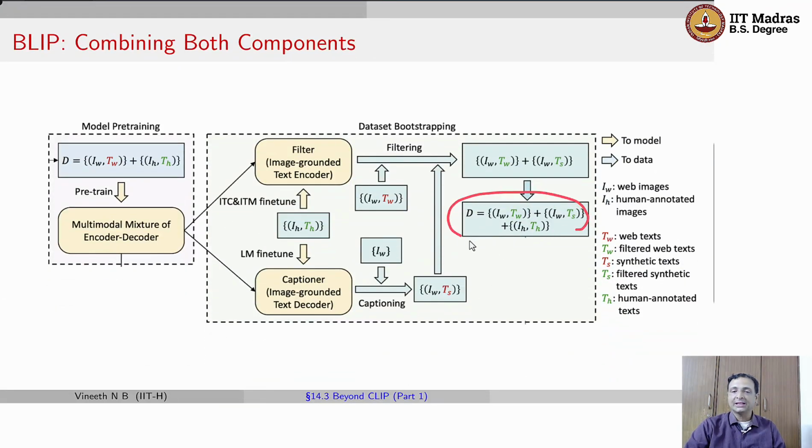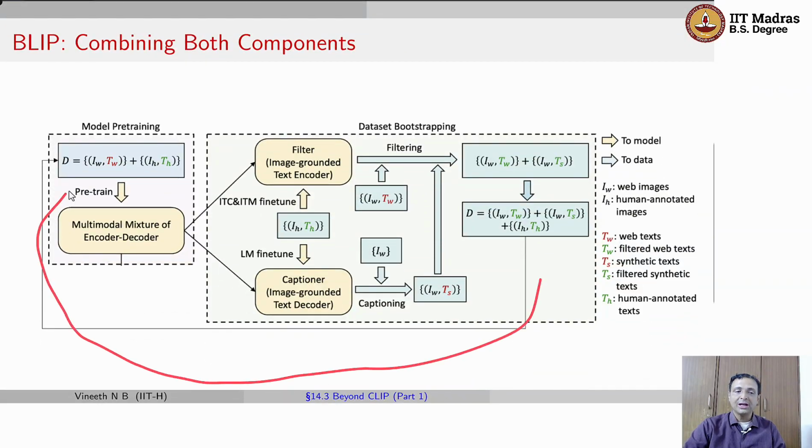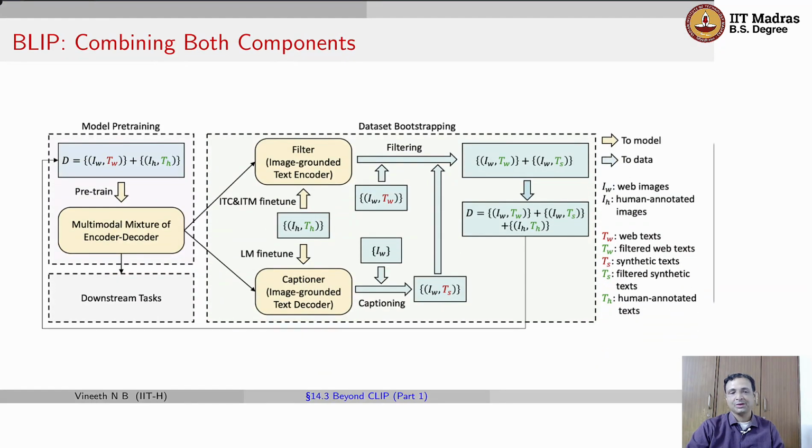Now your overall data set is good web scraped data, which is filtered web scraped data, along with the synthetic text and the human annotated data, all together forming a new data set. This is now used to refine their overall multimodal mixture of encoder decoder model to get a better model at the end. So not only do they put together the architecture differently from CLIP, they also refine the data pipeline to get much better results using this approach.